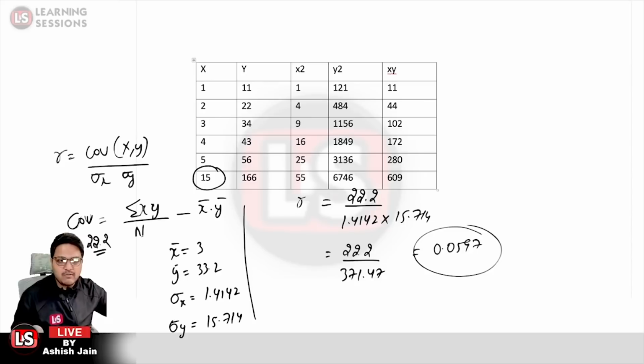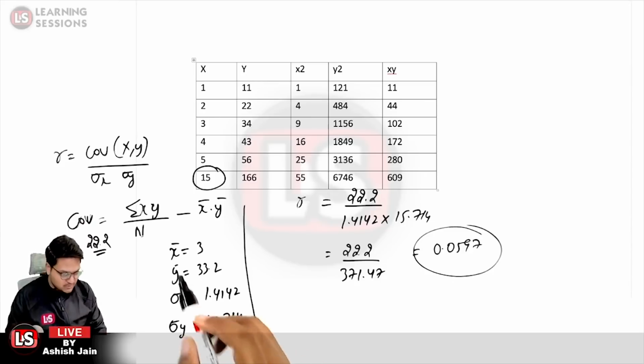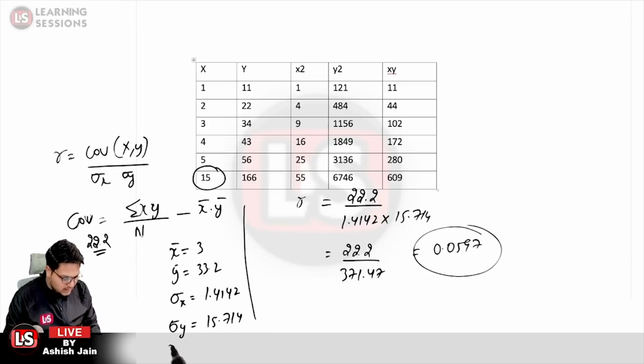Is that clear? So here we are having the answer over here. So I'm just writing down all the values over here. So r is equal to 0.0597. Okay.